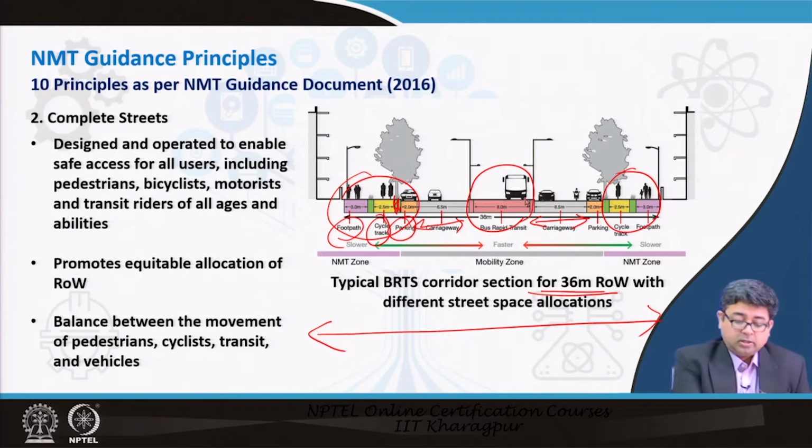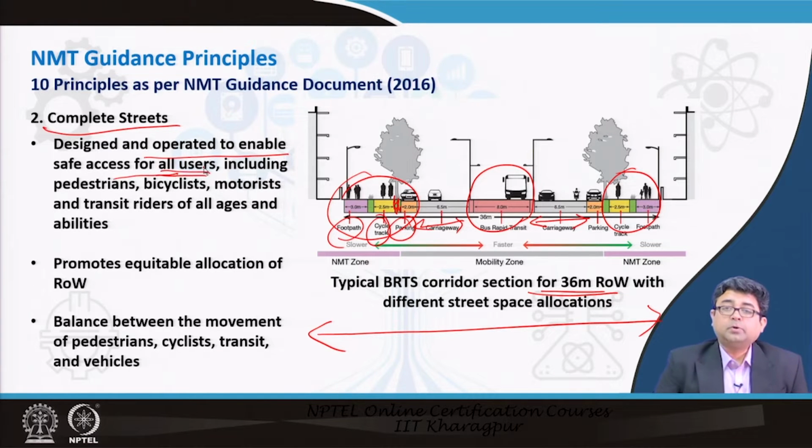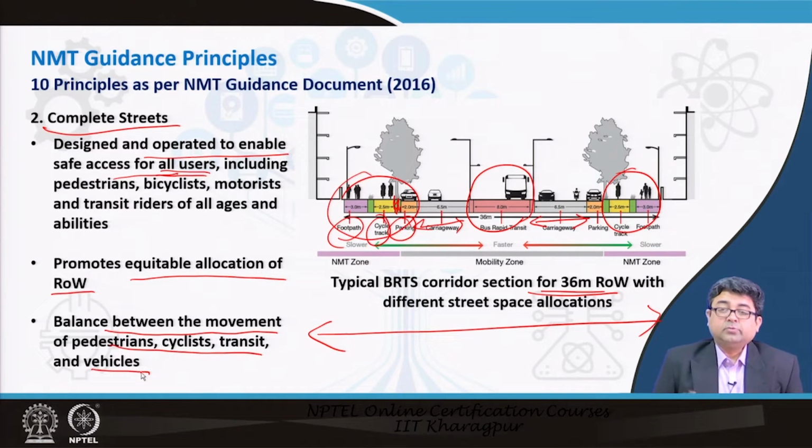That is what is called complete streets, designed and operated to enable safe access of all users. You can no longer provide or develop urban streets, urban arterials or even local streets without keeping in mind the NMT people or the NMT users. You have to keep them in mind. This promotes equitable allocation of right of way, and there is a balance between the movement of pedestrians, cyclists, transit and motorized vehicles. So, you should provide that balance.